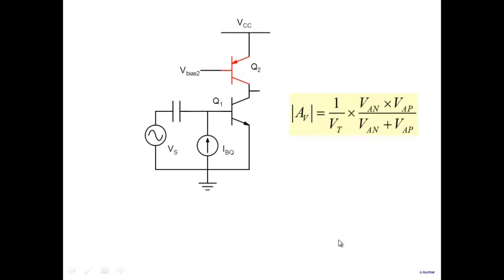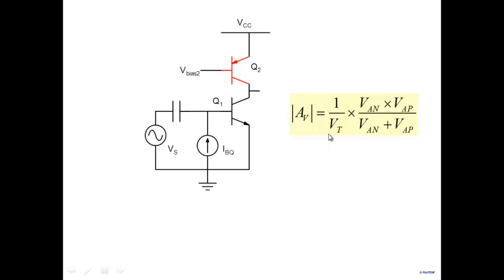Let's write it down here. So this is what we find for the active stage, a transistor with an active load. Why are we calling it active? Because it's an active element. It's a transistor. In place of the previous collector resistance, which was a passive component, we have replaced it with an active component. What is the gain of this stage? 1 over VT times VAN VAP over VAN plus VAP.